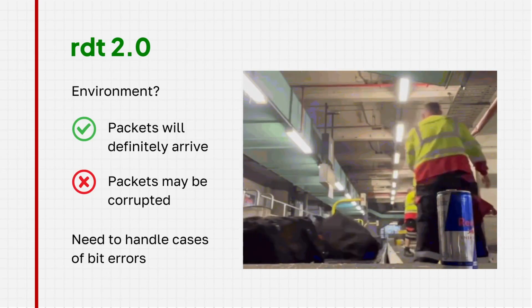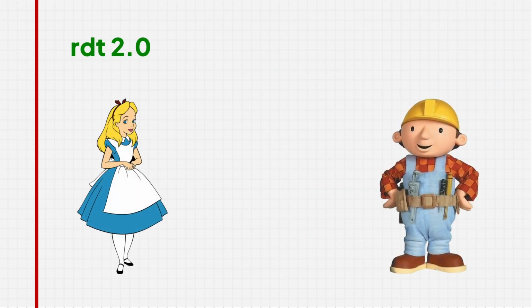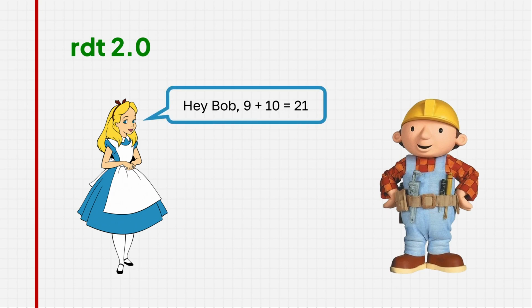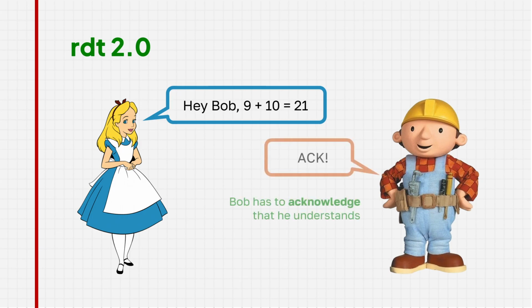NAK, okay? So for RDT 2.0, you can think of it as two people here, basically Alice and Bob. So Alice will say, hey Bob, 9 plus 10 is 21. And then Bob will say, okay. If Bob responds with acknowledge, that means Alice knows that Bob already understands what Alice means. So Bob needs to acknowledge.